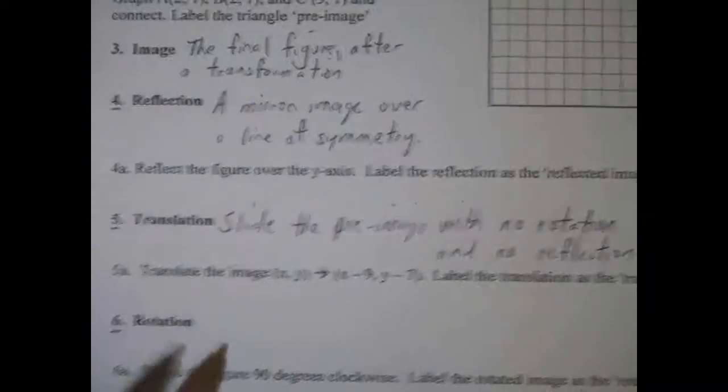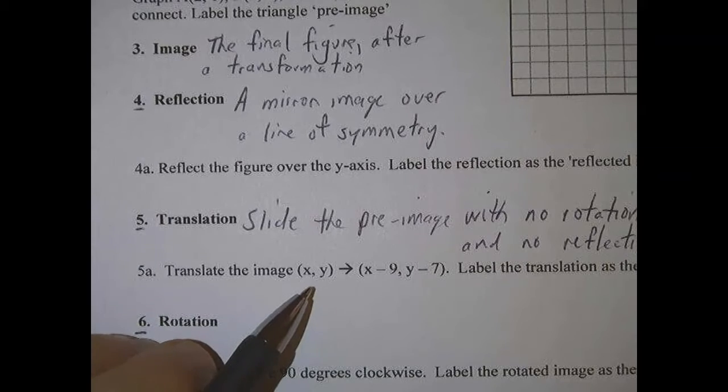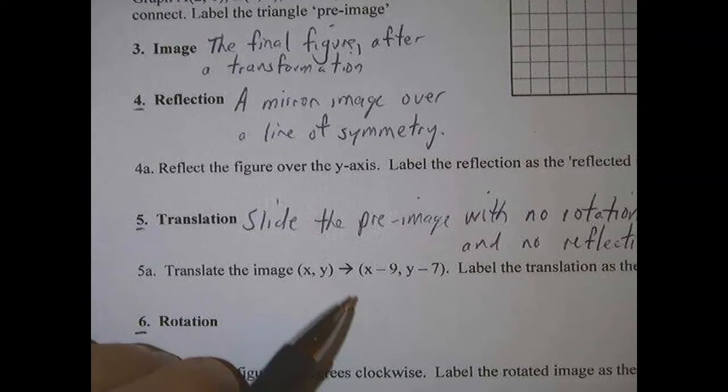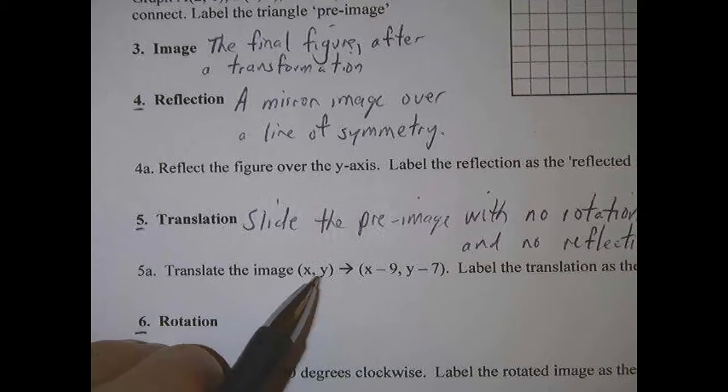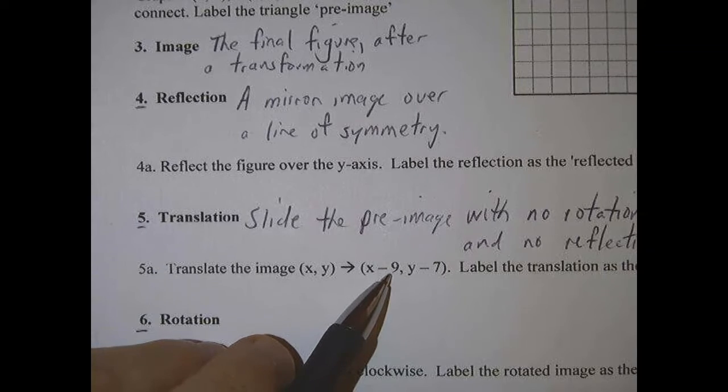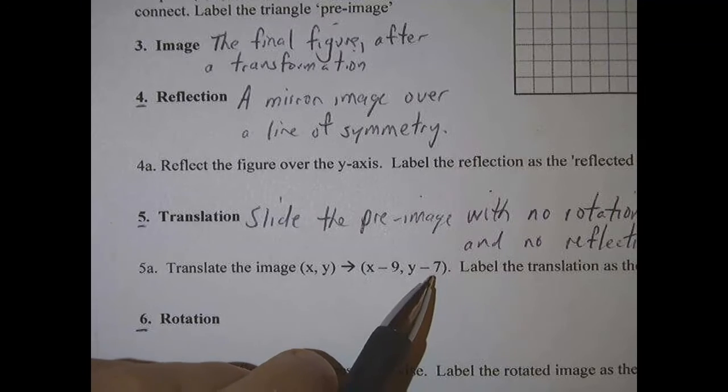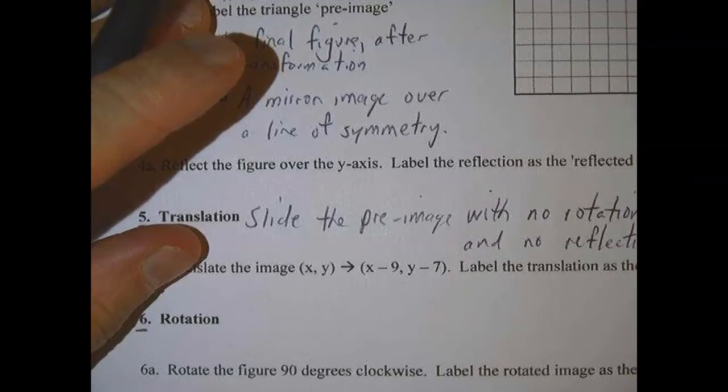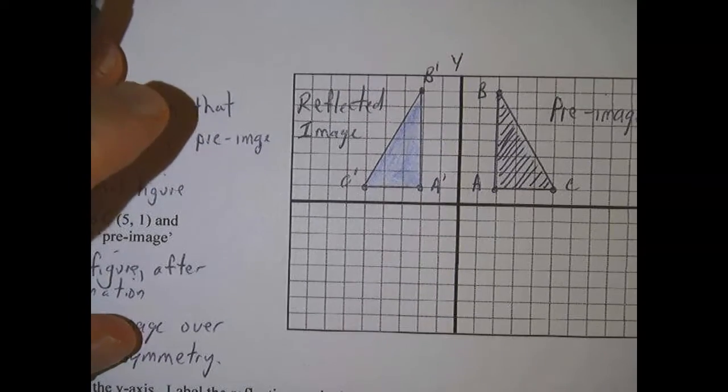Okay, so we're going to translate it according to this rule. Now this is the transformation rule, and it says to take the preimage points and move it -9 in the x direction. That means I'm going to move it to the left, because that's a negative x direction, and -7 in the y direction. So that means I'm going to move it down 7.